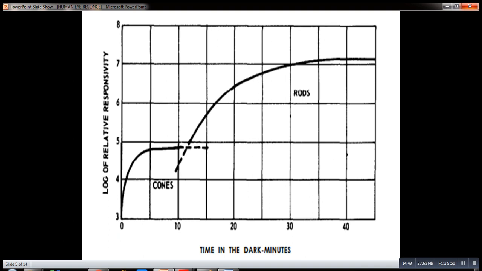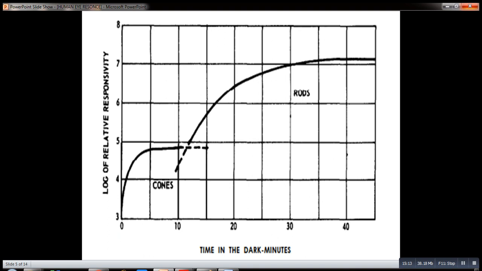This adaptation period is different between rod and cone cells and results from the regeneration of pigments to increase retinal sensitivity. Light adaptation, in contrast, works very quickly, within seconds.